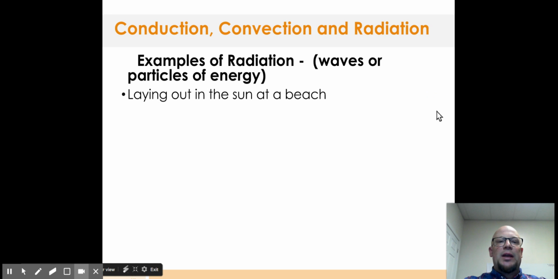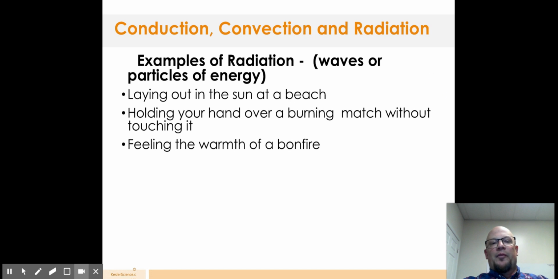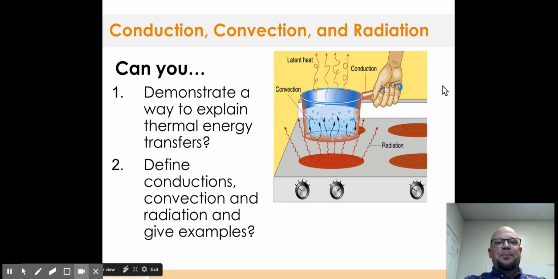Some examples of radiation: laying out in the sun on the beach, feeling that warmth is going to be radiation. Holding your hand over a burning match without touching it. And so if you're close to a fire, then you're going to feel that. The warmth of a bonfire is going to be the same thing. That's going to be radiation coming off. Holding your hands over or near a light bulb is going to be radiation. Most often, you're going to notice all of these have to do with light. And so if there's light, then you're going to have radiant waves coming to you, producing heat.